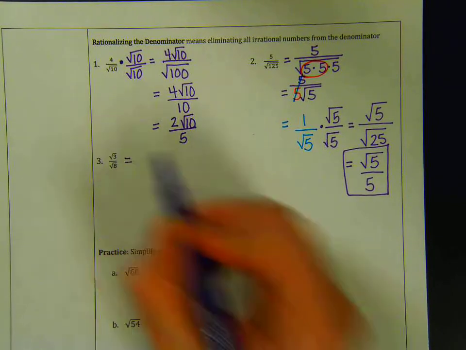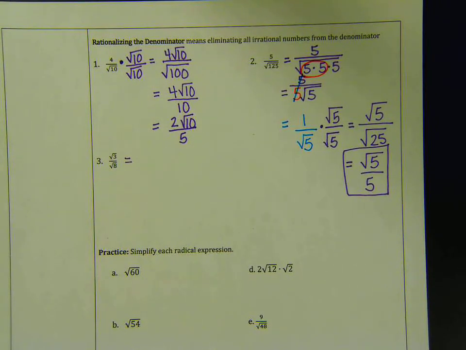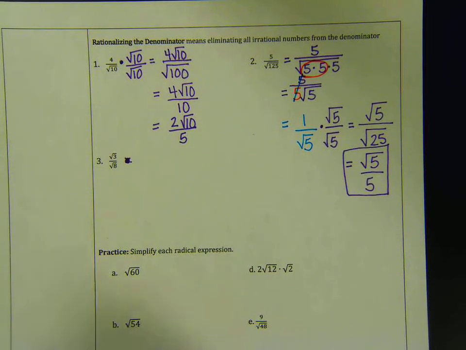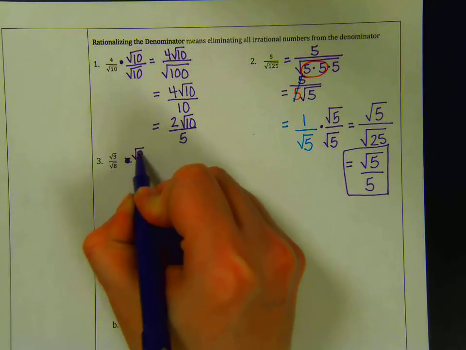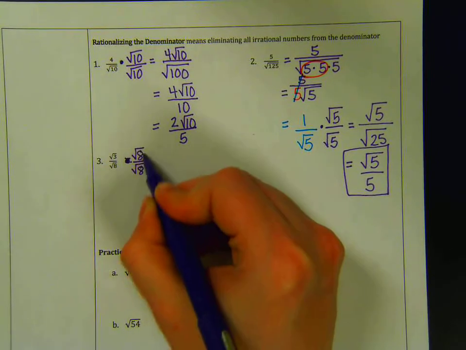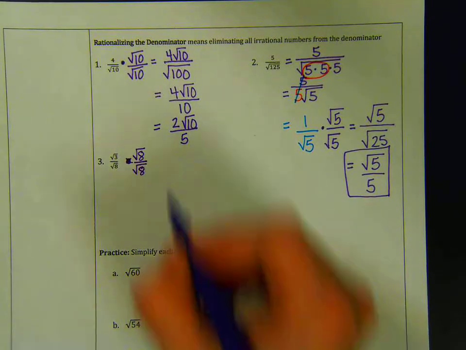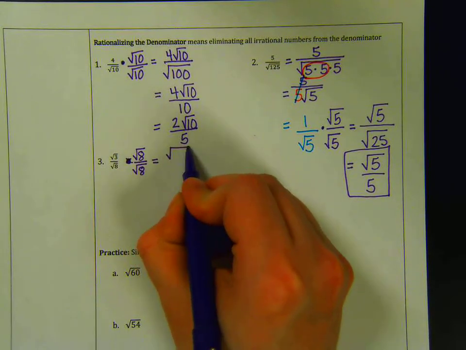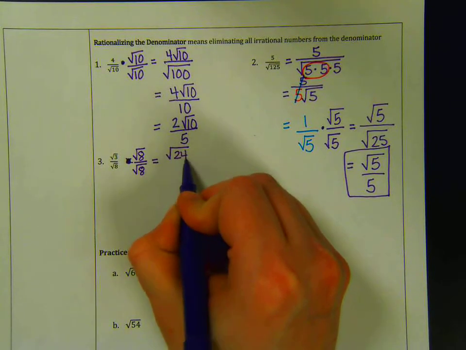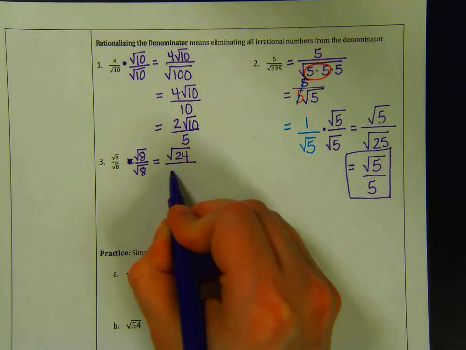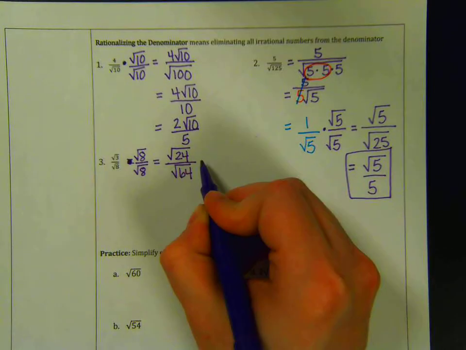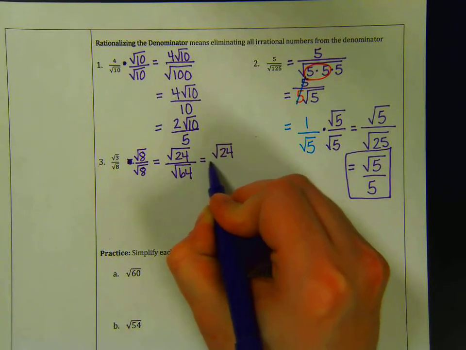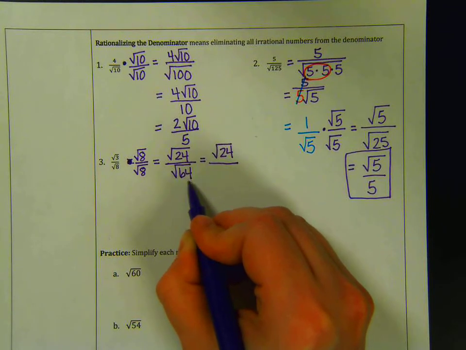Same first step here. I am going to rationalize the denominator. So that means multiplying, and I should have put a multiply sign instead of an equal sign, by the square root of 8 over the square root of 8, because anything over itself is 1. The square root of 3 times the square root of 8, it means 3 times 8, 24, over 8 times 8, which is 64. Square root of 24 stays in the numerator, but in my denominator, I end up with 8 because the square root of 64 is 8.